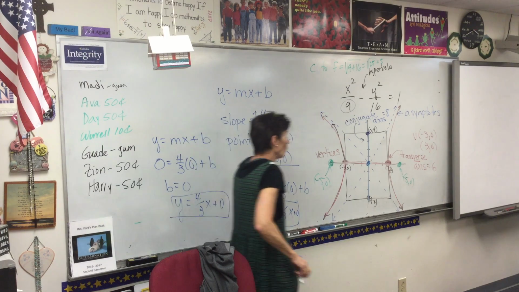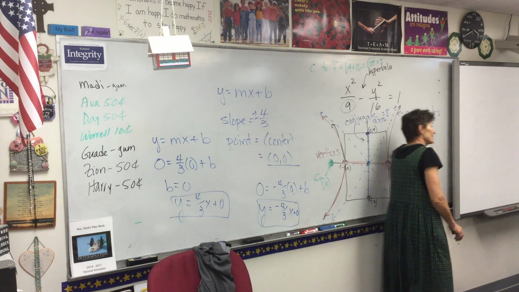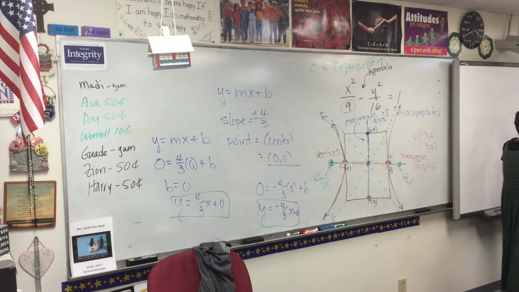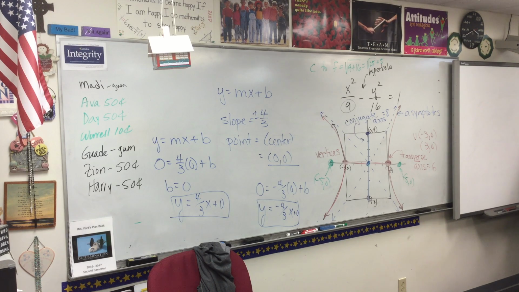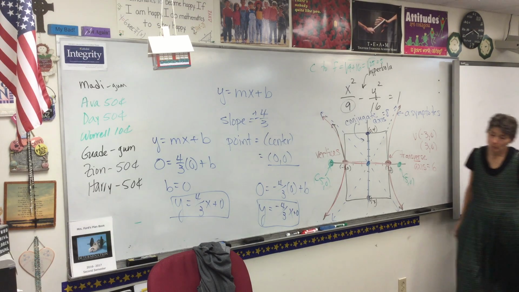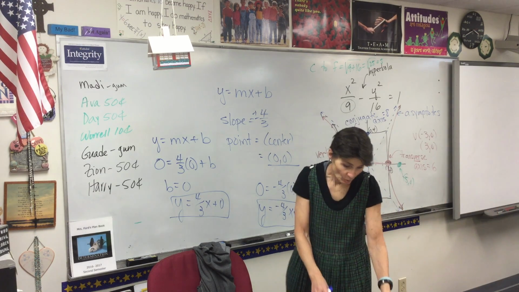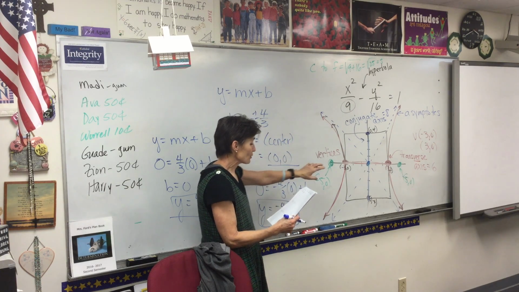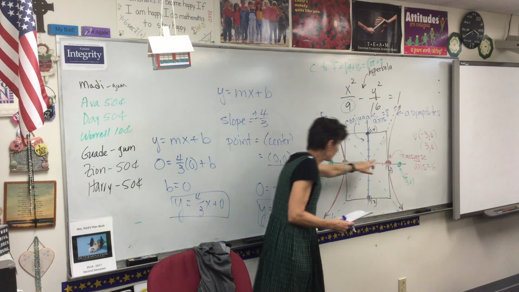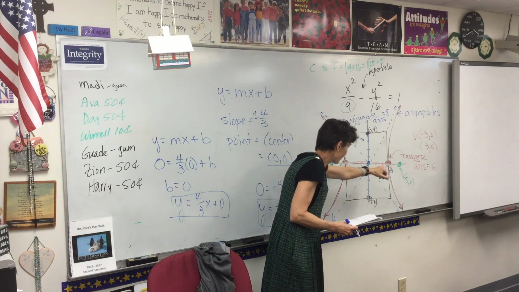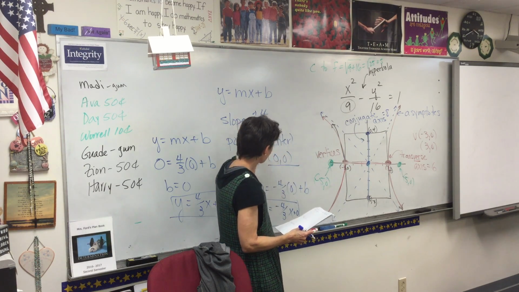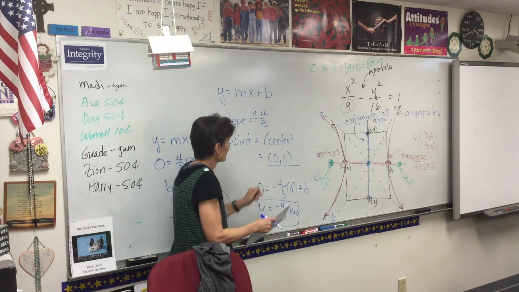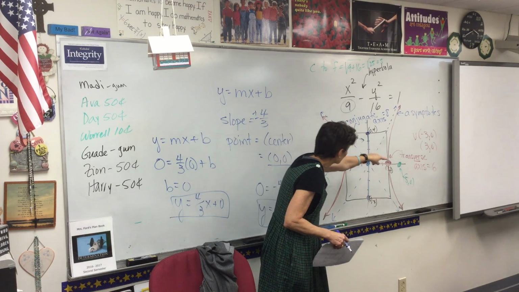Mrs. Ford, is that one problem? Yes, it is. That is one problem. But we've done everything now. We found everything we were asked for. So let's make sure you understand all this stuff. We got a center, vertices, foci are the green points, asymptotes, and then our transverse and conjugate axes.